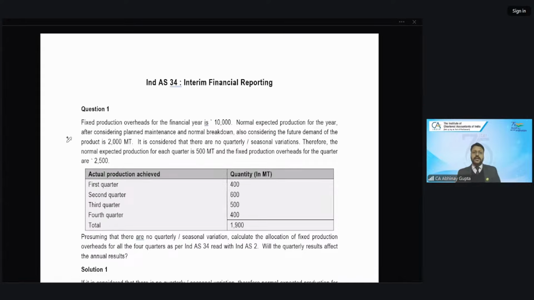While Ind AS 1 says a balance sheet, a statement of profit and loss, a statement of cash flow, a statement of changes in equity, and the explanatory notes to accounts, right? And Ind AS 34 says condensed, condensed, condensed, condensed, and for the explanatory notes to accounts, it says selected explanatory notes. Means not all the notes are required to be given, right? So that is the basic difference between the requirements of Ind AS 1 and Ind AS 34. Ind AS 1 says everything needs to be complete, and Ind AS 34 says minimum condensed information is required, right?